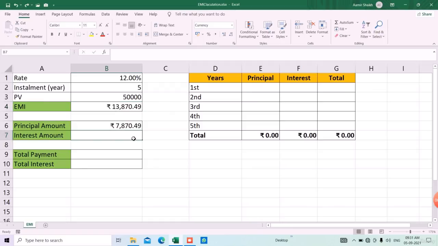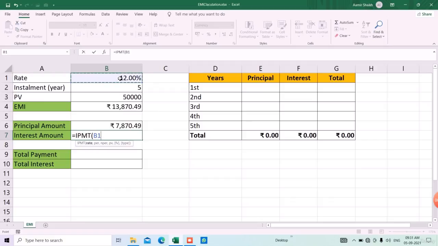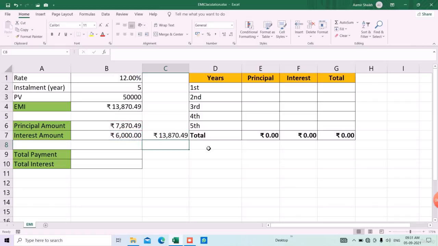Now how do we calculate the portion of interest? Again, we have a very interesting function, that is IPMT. I stands for interest, right? So in PMT we have to add I. Now the rate of interest is again 12%, then first EMI, then 5 installments, and minus this amount. And this is the portion of interest. Suppose I total both of these, it's going to give me 13,870. That is the EMI amount, right? So in this EMI, I can say that I'm paying 6,000 as interest and 7,870 as the principal repayment.